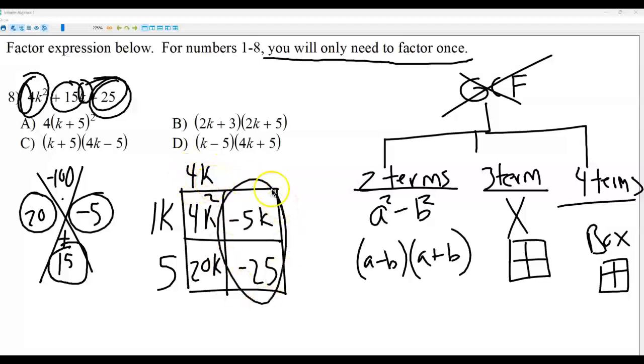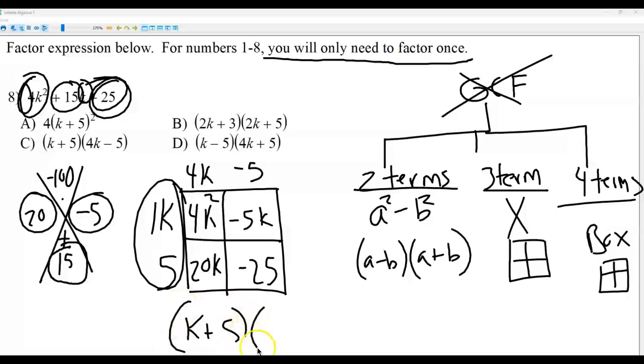Finally here, negative 5 and negative 25 can both be divided by 5. And since they're both negative, we'll go ahead and take out a minus also. So this one comes out to be k plus 5 times 4k minus 5. Let's see, I think that would be option C there. All right, so those are all of our factoring strategies.